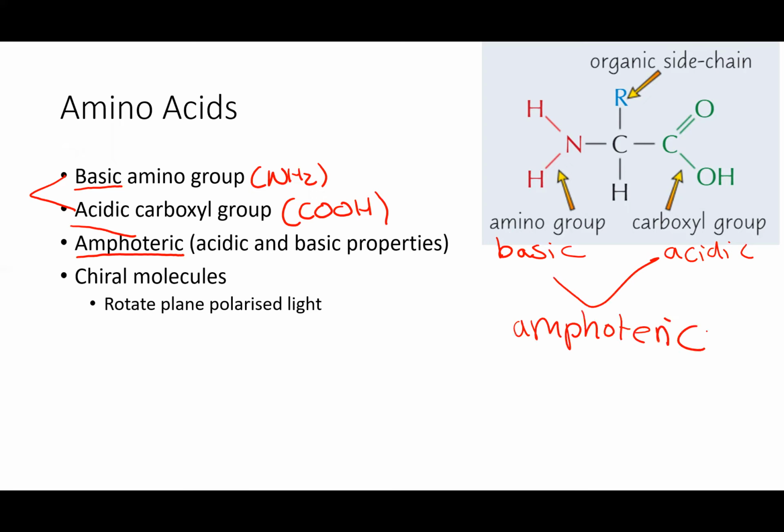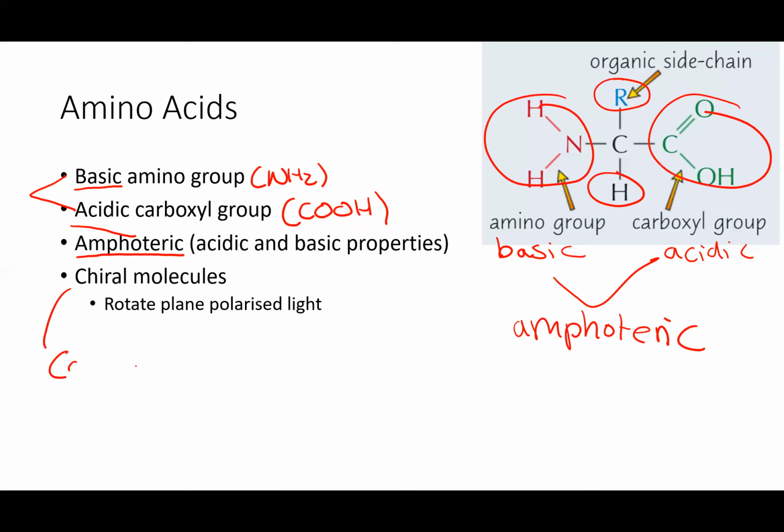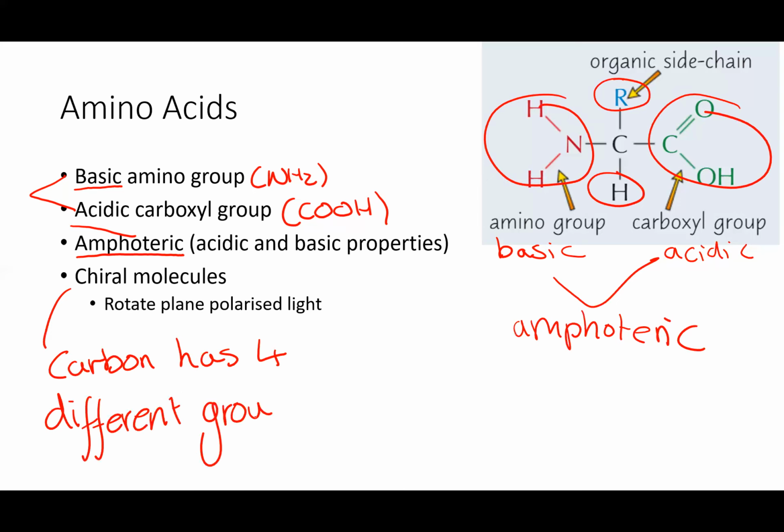They're also chiral molecules. If you can't remember what a chiral molecule is, go back to some of the early videos on chiral molecules, just have another look. They're chiral molecules because the carbon has 4 different groups attached. So let's have a look. We've got 1 different group, 2, 3, 4. So our carbon has 4 different groups attached, and that is what makes it chiral.